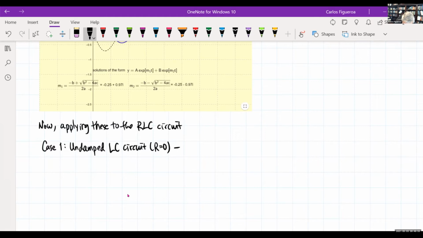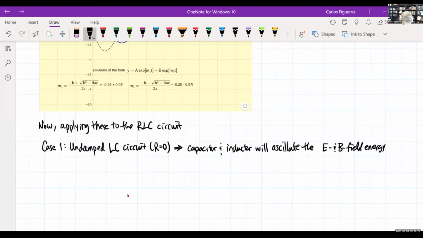And what you're finding in this case, which is what I showed you last time, is that I had a capacitor and an inductor that will oscillate the E and B field energy between them.